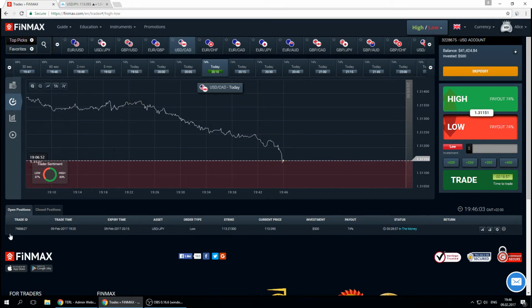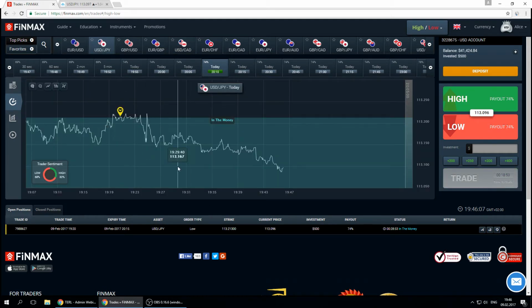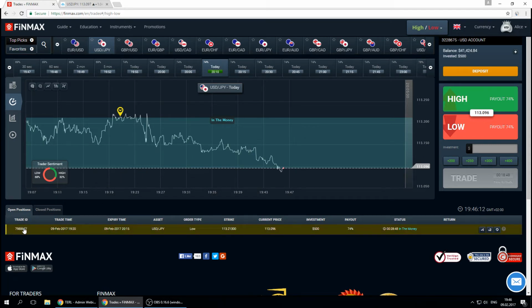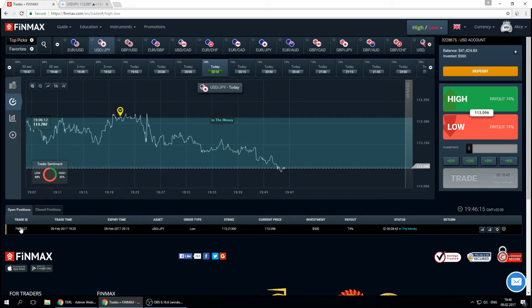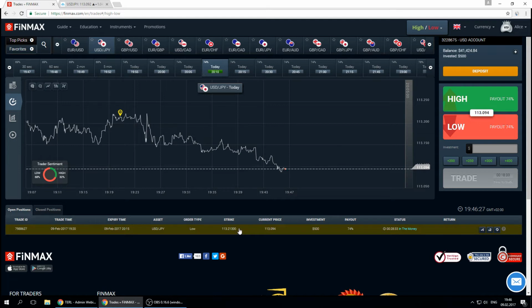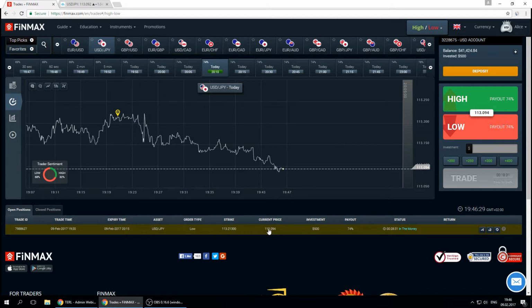So I can show you also what we have here. Here we have the open positions. You can see the positions that have been opened by you, and you see the full information about them. Trade number, trade time, expiry time. So my trade is going to expire in about half an hour. The asset that I have chosen, order type, strike price, which is the price when I opened the trade, current price, investment, the payout that I am going to get. And you see here also the information about when the trade is going to expire and its status.